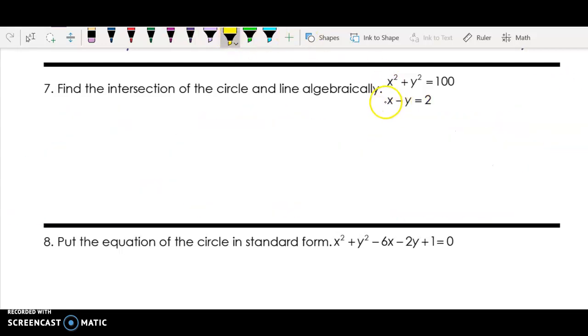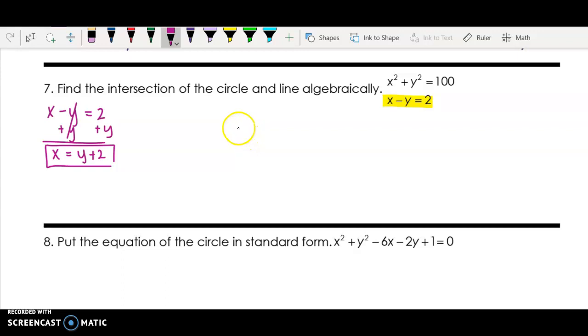The first thing I'm going to do is use my linear equation and isolate one of the variables. So I'm going to write down x minus y equals 2, and if I add y to the other side of the equation, all of the terms will be positive. It's convenient if I can solve so that my leading coefficient is positive on the side where I solve. So I'm going to add y, and this gives me x equals y plus 2.